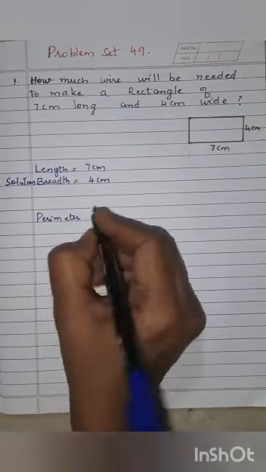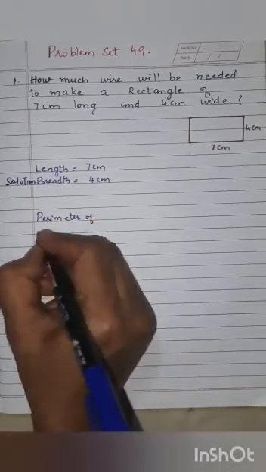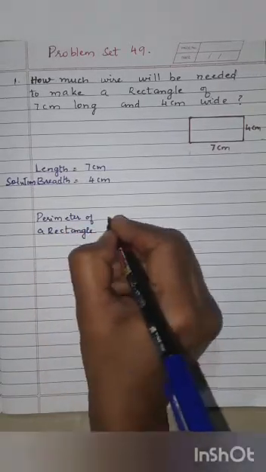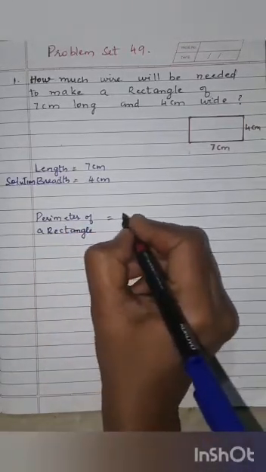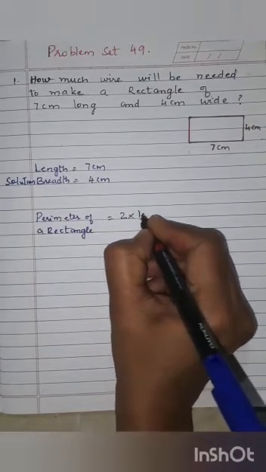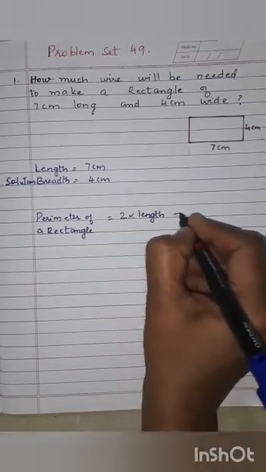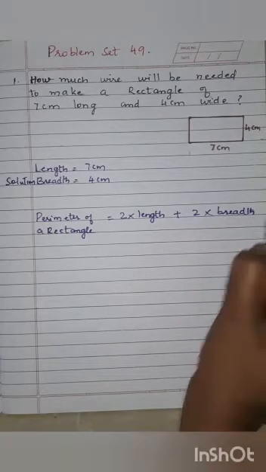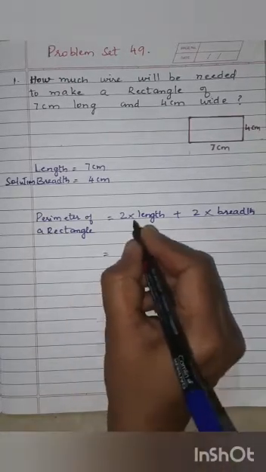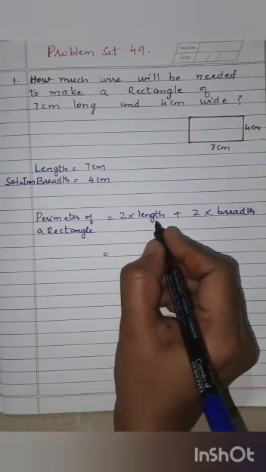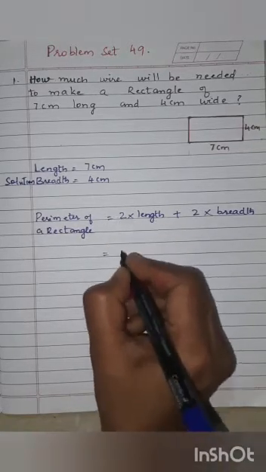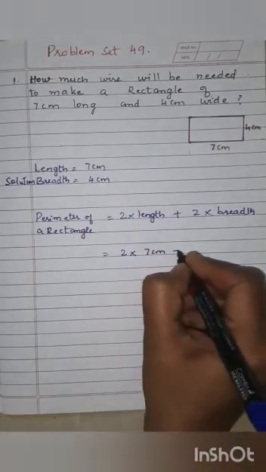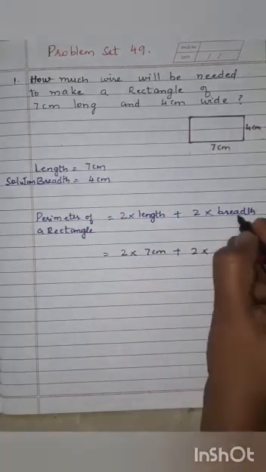So perimeter of a rectangle is equals to, what is the formula, children? The formula is 2 multiplied by length plus 2 multiplied by breadth. After writing the formula, what we have to do? We have to just substitute the values. So it is equals to 2 multiplied by, what is length, children? It is 7 centimeter plus 2 multiplied by breadth.